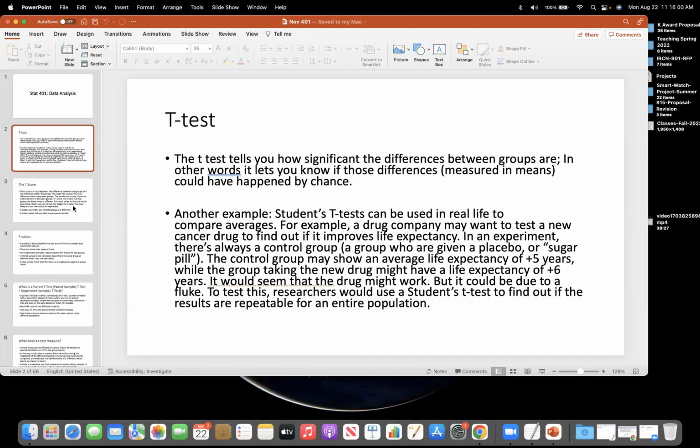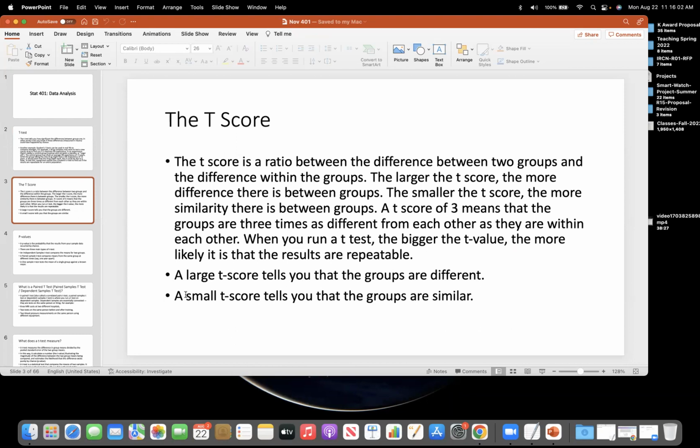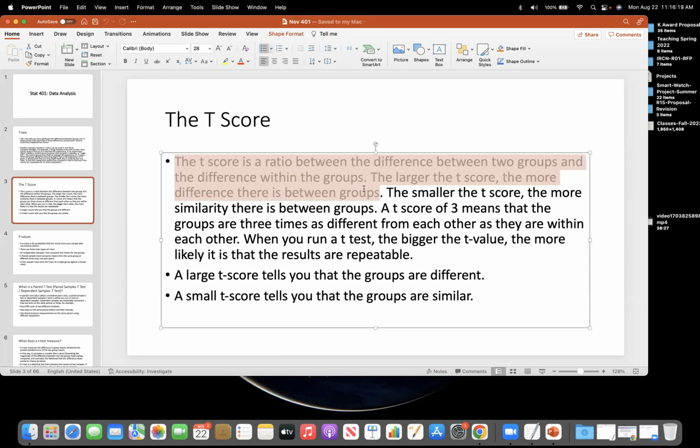So t-test, if there is a t-test, there is something called a t-score, right? So t-score is a ratio between the difference between two groups and the difference within the two groups. So I'll ask you, what is a t-score? T-score is a ratio between the difference between two groups and the difference within the groups, right?